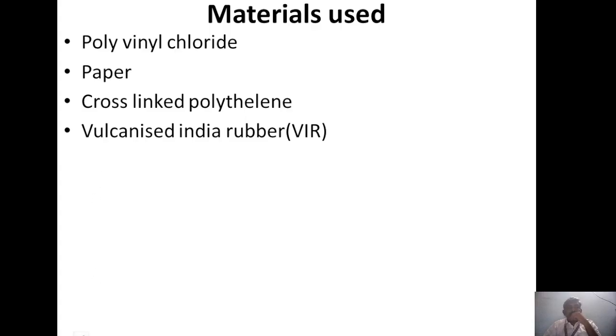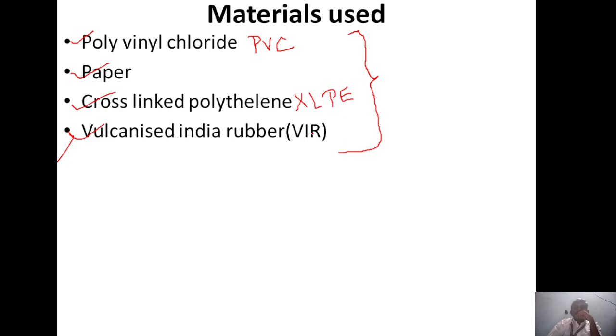Next you will see the types of insulating materials used in the cable. First important material, PVC, that is polyvinyl chloride, all know this. Second, paper, and third, cross linked polyethylene, XLPE cables, you may have heard this name somewhere. Next, vulcanized India rubber, VIR cables. Based on the insulating material used, the cable is named as PVC cable, XLPE cable, VIR cable.